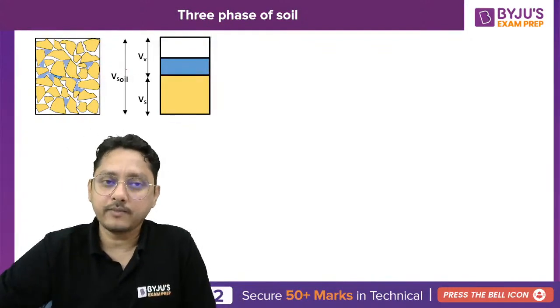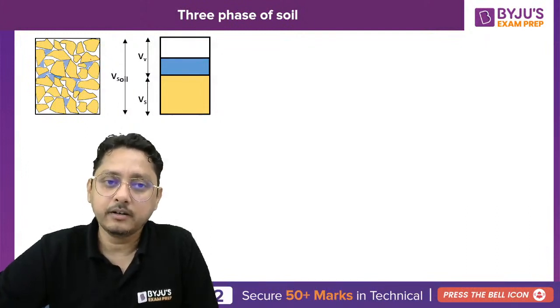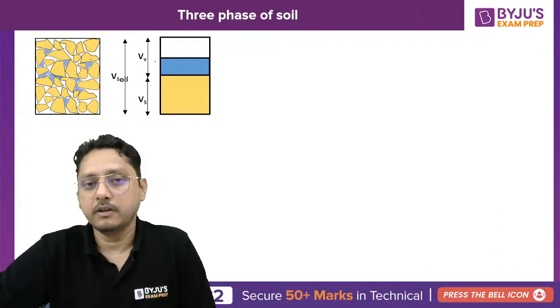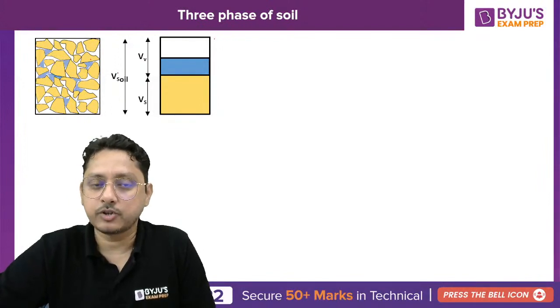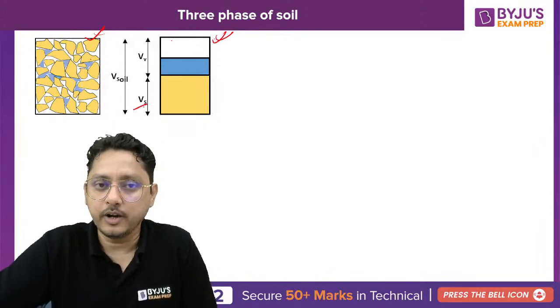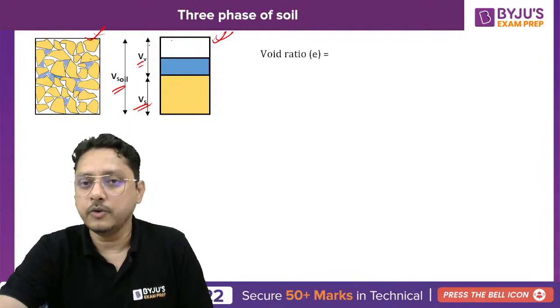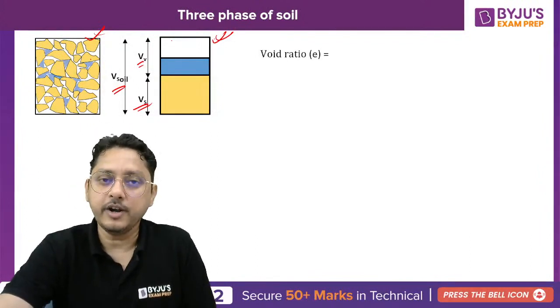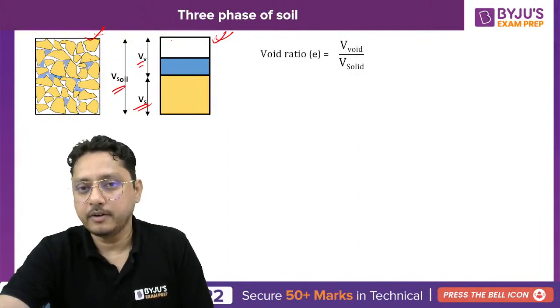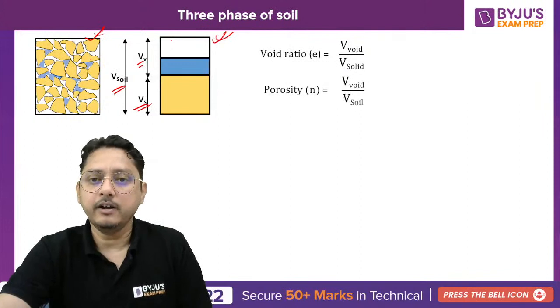As I told you, you have three constituents in your soil mass: solid, water and air. This is the representation of this mixture. Of course, we are representing the constituents this way for our ease. In this three-phase system, we have the volume of solid, volume of void, and total volume of soil. Now, a few definitions you have to understand. The void ratio we define as the volume of void by volume of solid. The porosity we define as the volume of void by total volume of the soil.